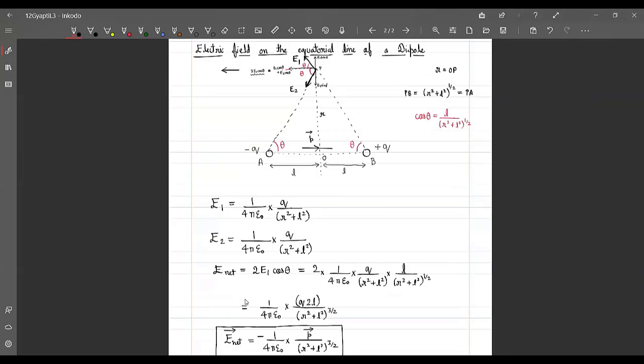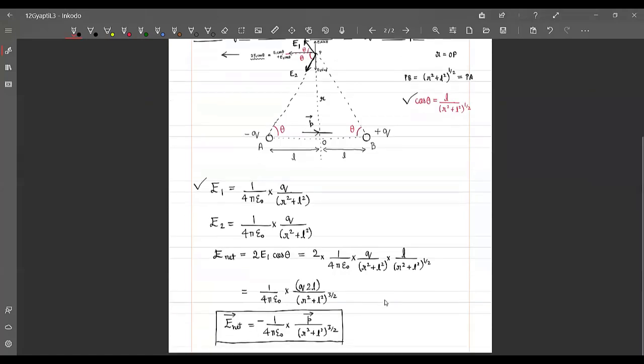Sir, I didn't understand from E net is equal to 2 E1 cos theta. So see, use your pen and notebook. Actually substitute the value of E1 and cos theta. Put the value of E1 from here and cos theta from here. Do that. Yes, sir, understood. Understood? Okay.